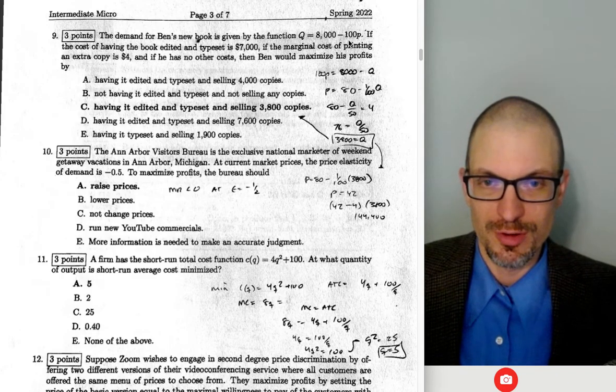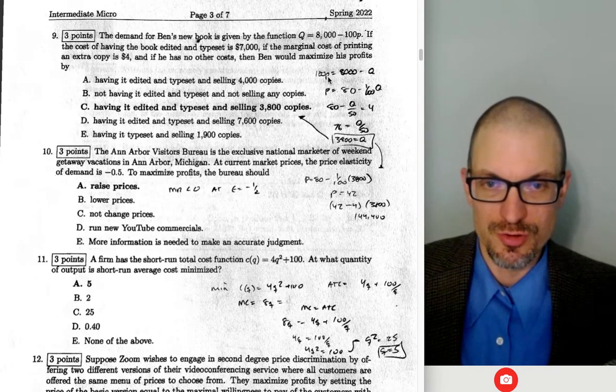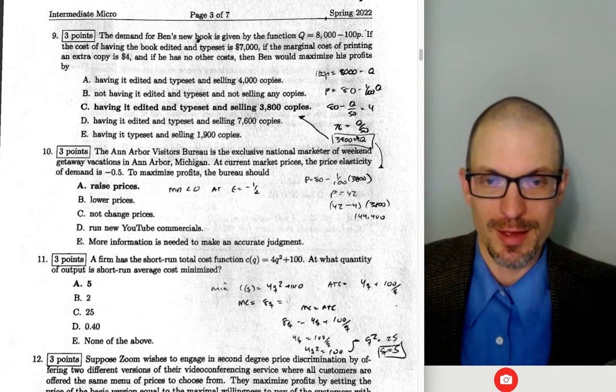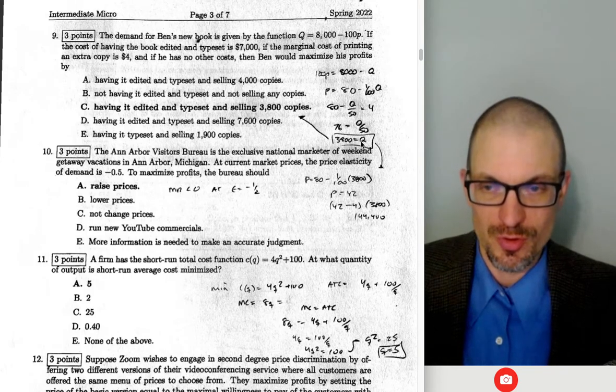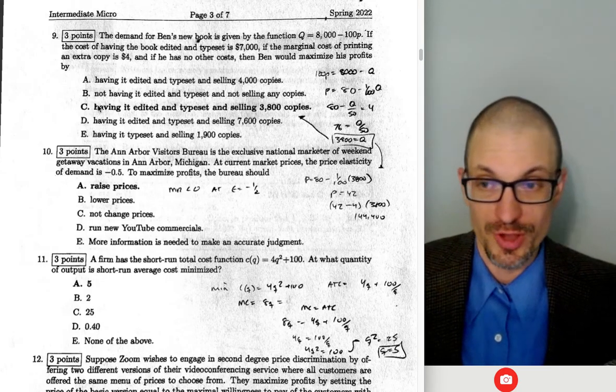So, all right, if this is the demand, then the inverse demand is going to be 100p equals 8,000 minus Q. So here's inverse demand. Marginal revenue is going to have the same vertical intercept, but twice the slope. So this is 1 over 100, so this becomes 1 over 50. Solving, we found the monopoly profit maximizing quantity is 3,800. Turns out, yeah, C is correct.